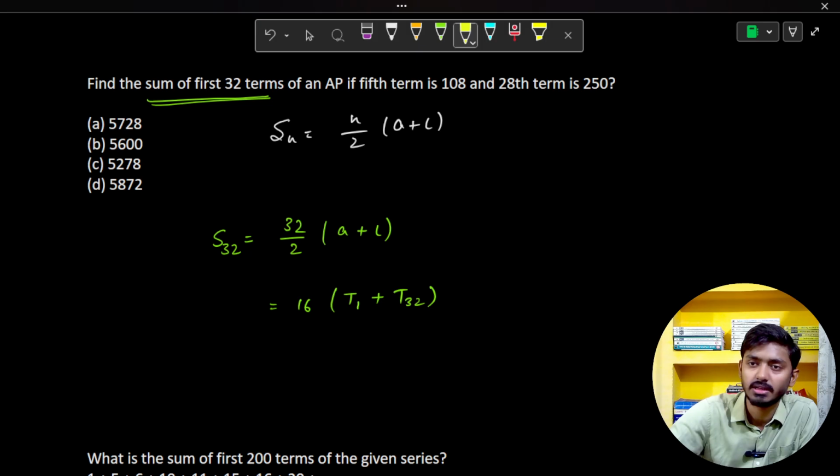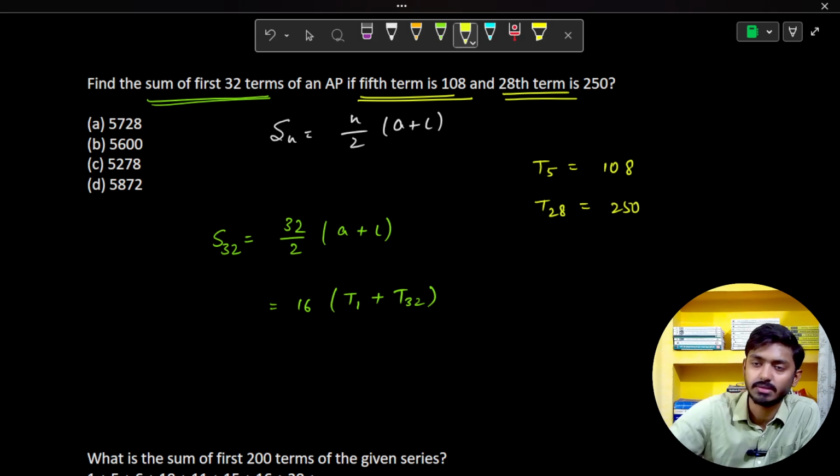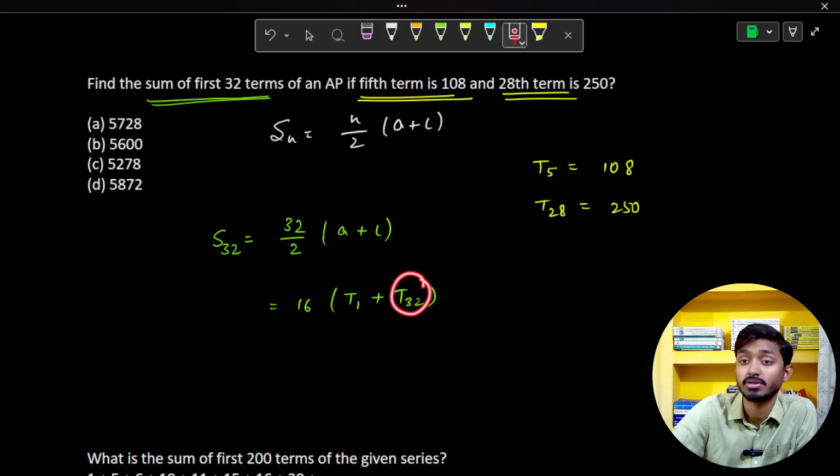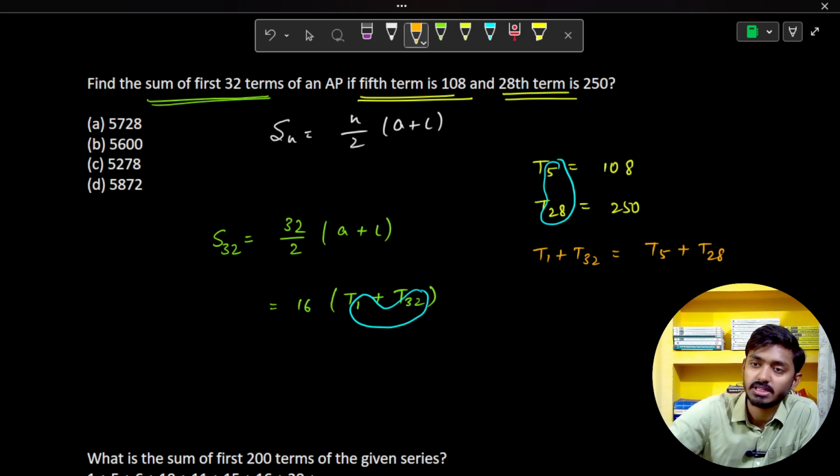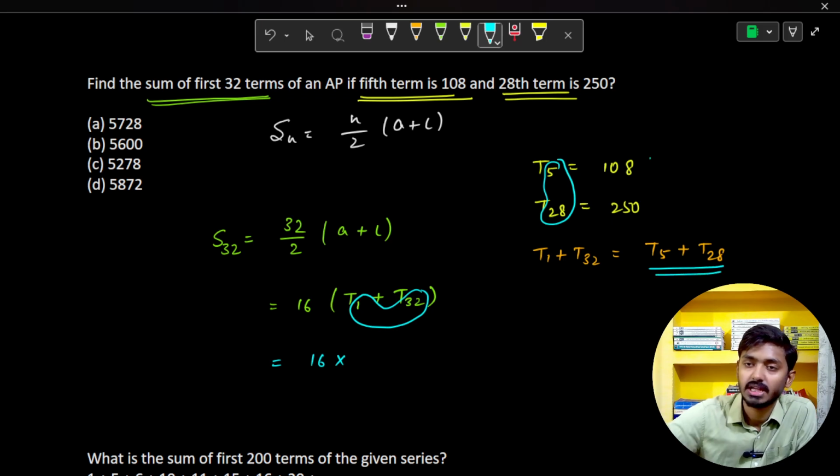Now, we are given the 5th term and 28th term. T5 is 108 and T28 is 250. It would have been great if we had been given the values for T1 and T32, but unfortunately we are not given that. But if we observe, the sum for 5 and 28 is 33, and the sum for 1 and 32 is 33. Shall we write T1 plus T32 equals T5 plus T28? Yes, we can. Therefore, it would be 16 multiplied by T5 plus T28, and the sum for these two would be 358. I'll write 358 over here.